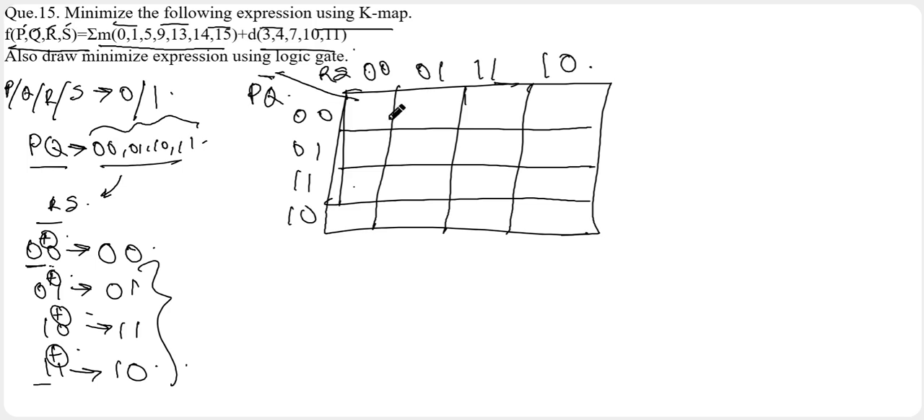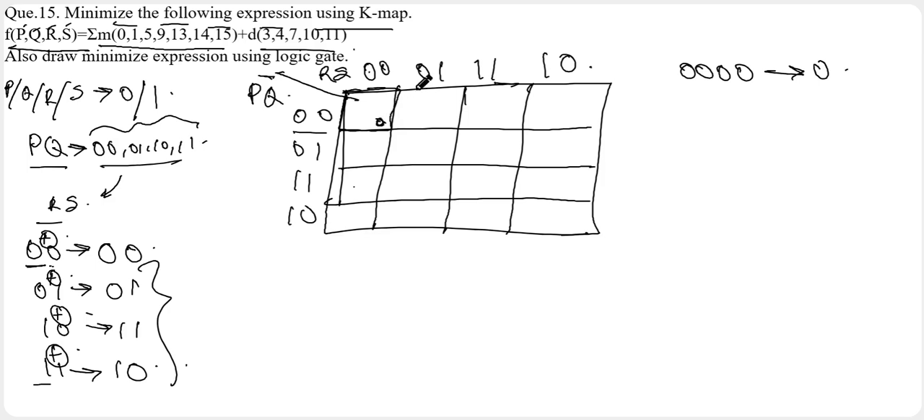Now we will use the cell numbers to determine which are the main terms given here, because 0, 1, 5, 9 and so on are particularly the cell numbers of the K-map which are given to us. So how do we get the cell number? Let us consider this cell. For the cell number, we have to combine the row value and the column value. Here the row value is 00 and the column value is 00, so this cell has a value of 0.